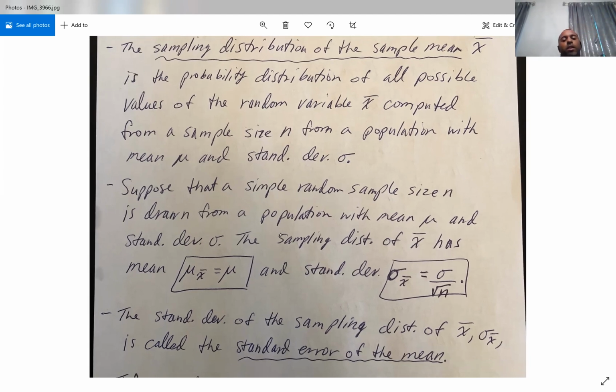The standard deviation of the sampling distribution of x bar is called the standard error of the mean. They asked you that in MyMathLab. That's the standard error. So this, standard deviation over the square root of n, is considered your standard error of the mean.